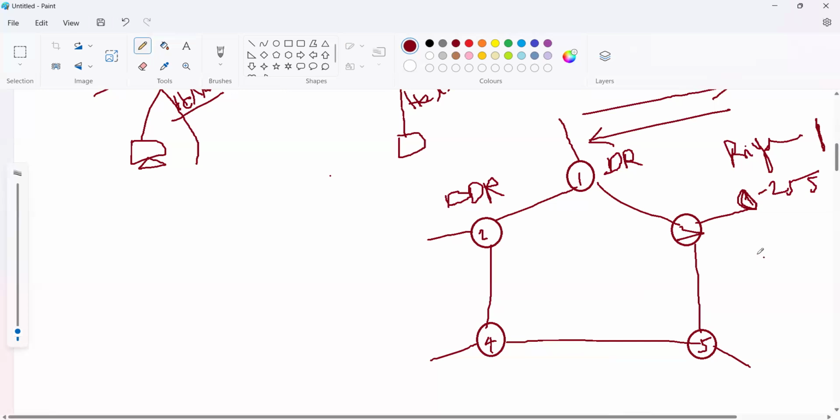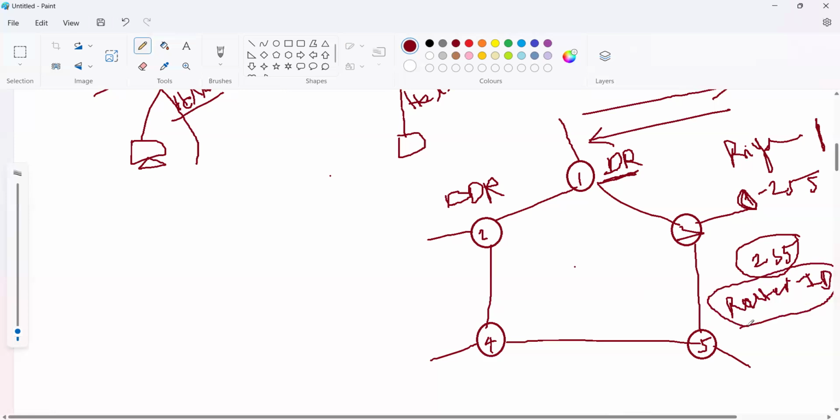So we can extend that value up to 255. If it is 255, that router will always be the master router, the DR router. First, it will check the priority. If priority is a tie, then it will move to the router ID. Whichever router has the highest router ID will become the master router, the DR, the designated router. So that is how it will be elected.